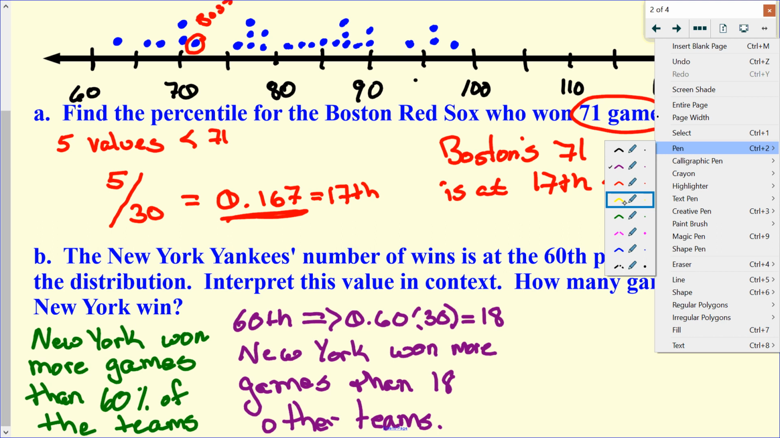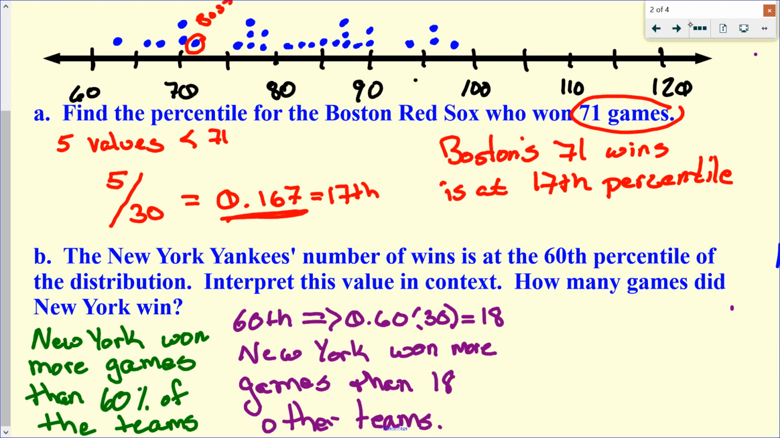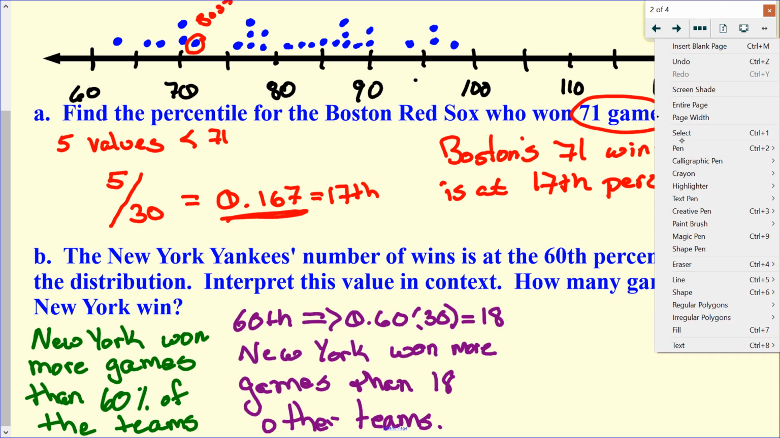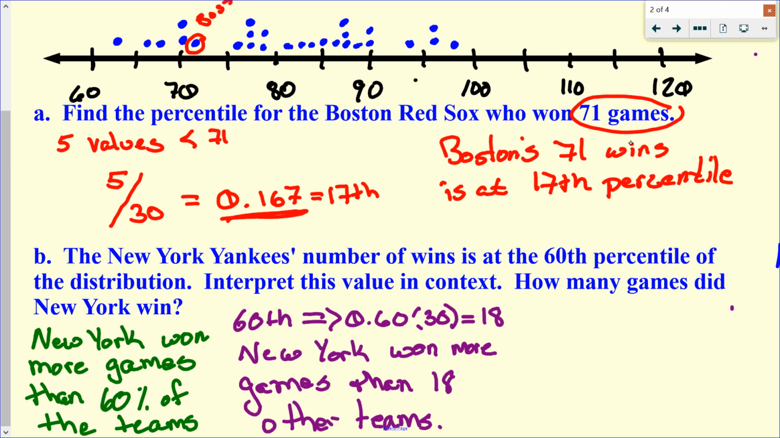So that means if 18 of them have to be less than, I'm going to have to use a different color here. I'll have to go with black. That means New York has to be the 19th dot.